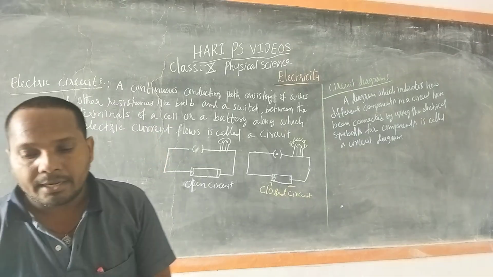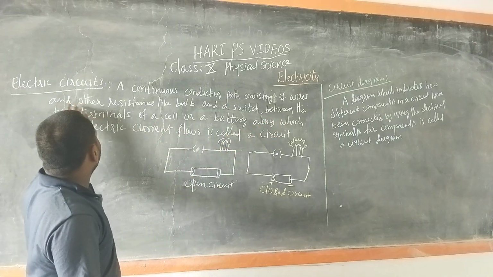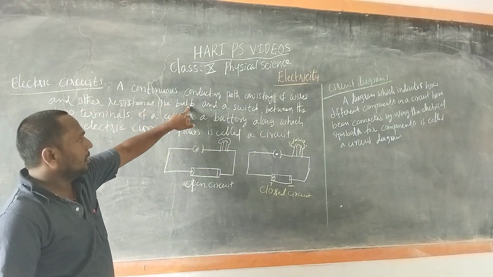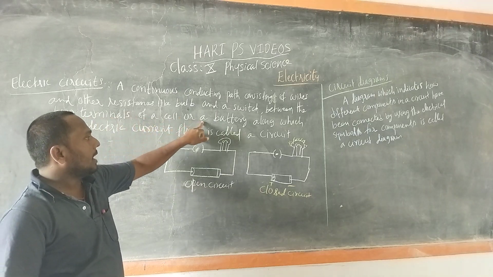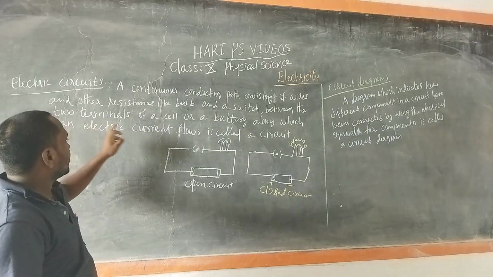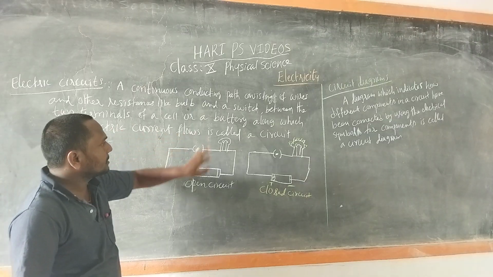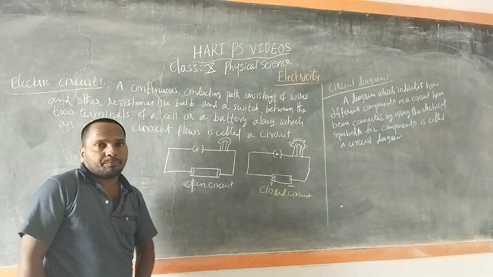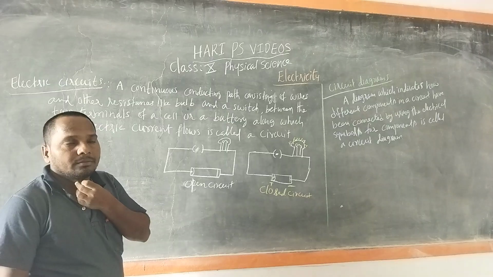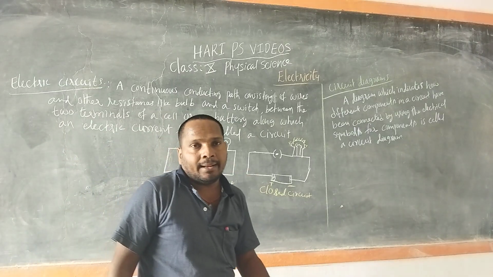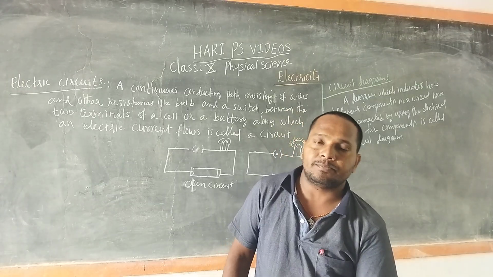So a continuous conducting path consisting of wires and other resistance like a bulb and a switch between the two terminals of the cell or a battery, along which an electric current flows, is called an electric circuit. It means a circuit is the path to move the electrons so that electric current can flow.